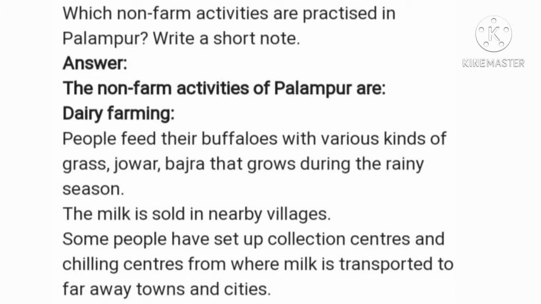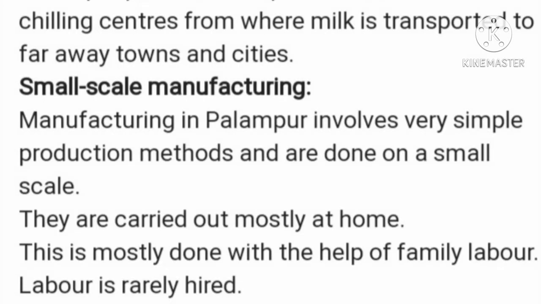The people domesticate animals, and various kinds of grasses grow during the rainy season. The milk is sold in nearby villages. Some people have set up collection centers and chilling centers from where the milk is transported to faraway towns and cities. So, first one, dairy farming. The people domesticate some animals. They give milk. The milk is sold in nearby villages. And some people have set up collection centers and chilling centers, from where the milk is exported to neighboring villages and towns.